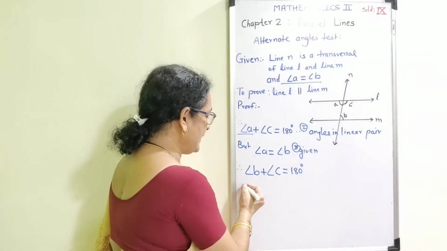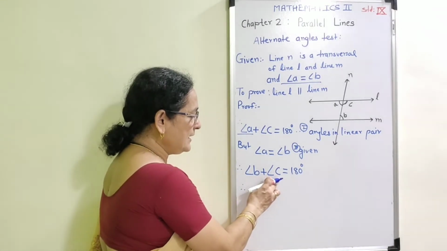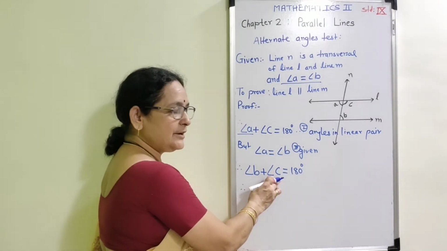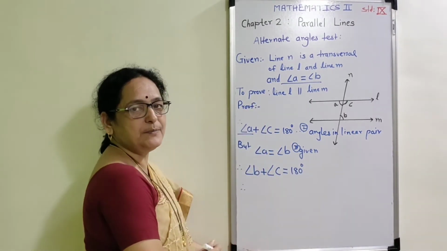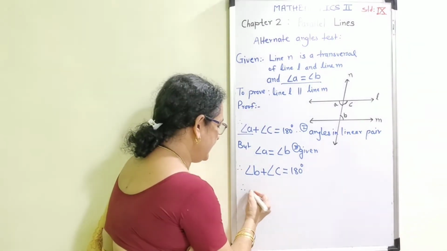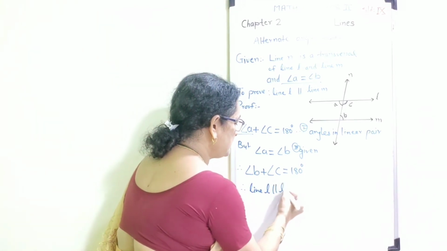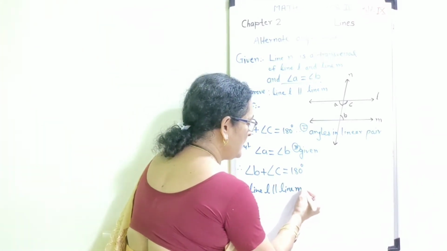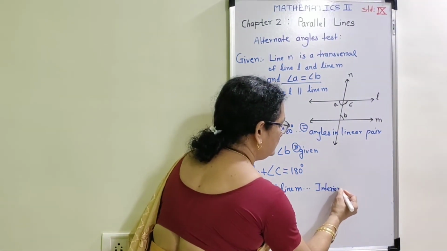Now just now we have proved the interior angle test, that when the interior angles on the same side of the transversal are supplementary, the lines must be parallel to each other, and therefore our conclusion is line L is parallel to line M by interior angle test.